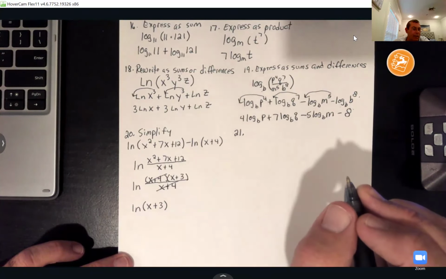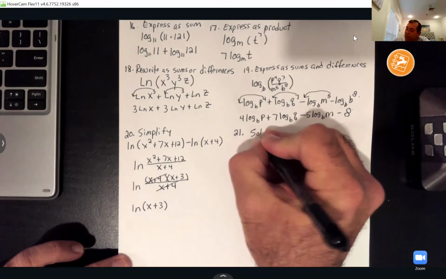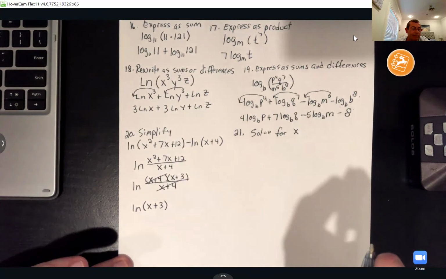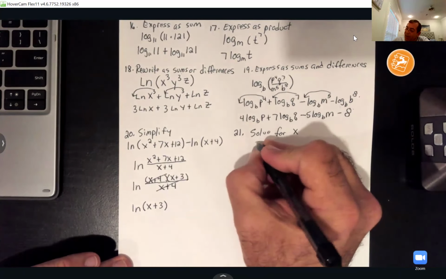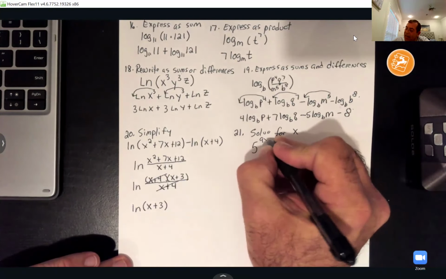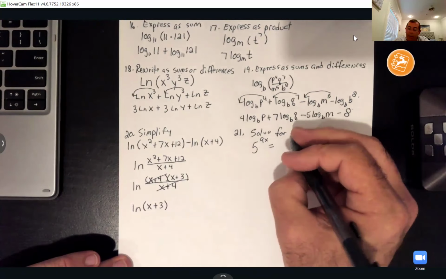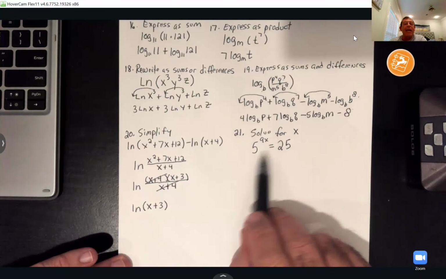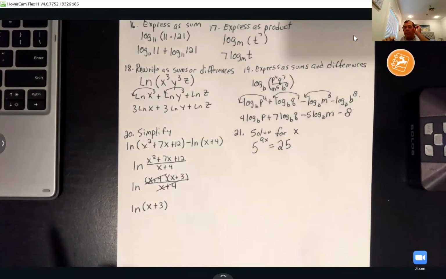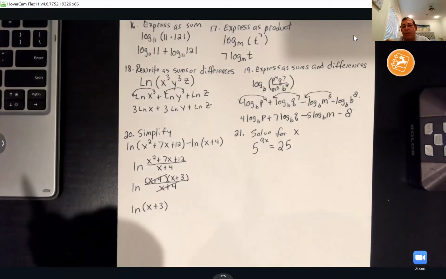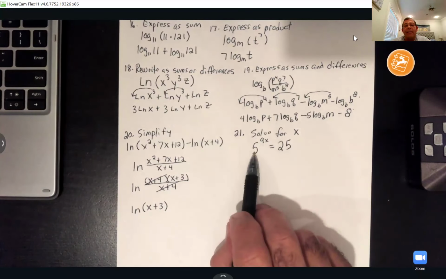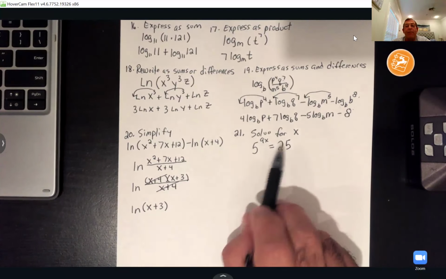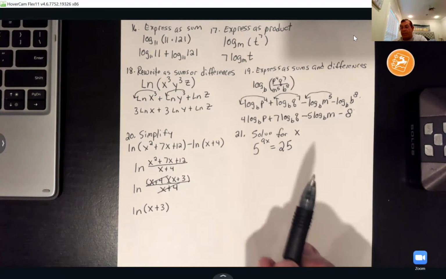All right, y'all, let's see. 21, solve for x. They're giving me 5 to the 9x equals 25. So remember, this is an exponential equation. So the first thing I look for on an exponential equation, can I rewrite each side using the same base? So y'all, can I rewrite a 25 using a 5 as the base?